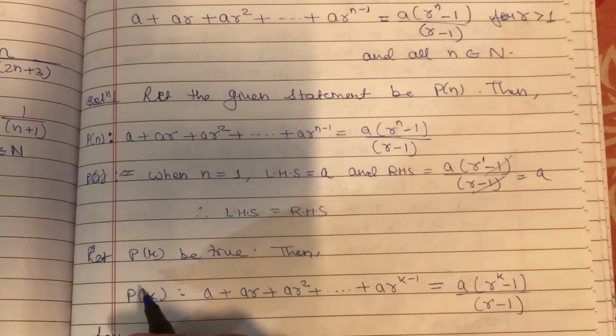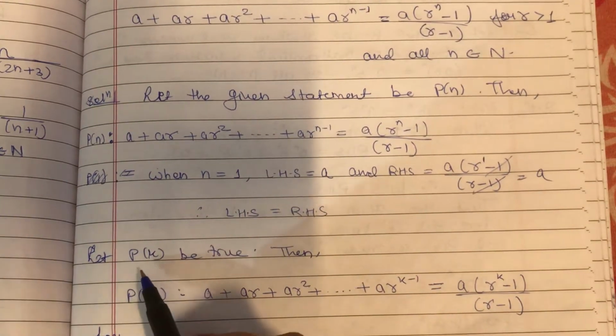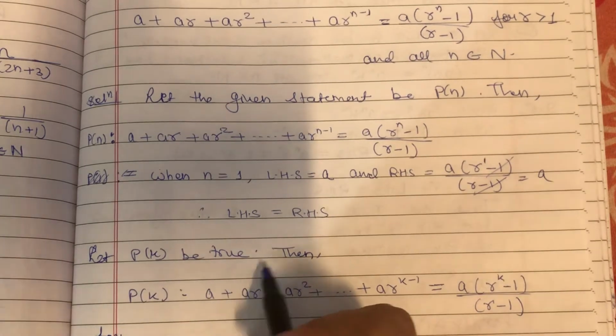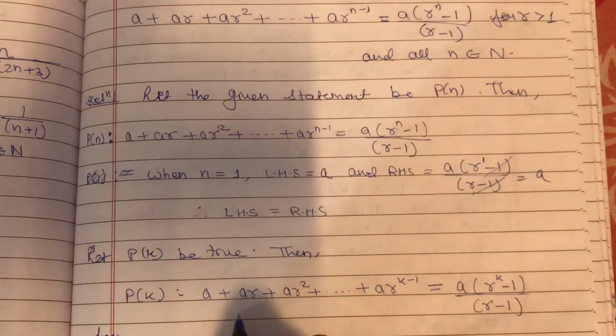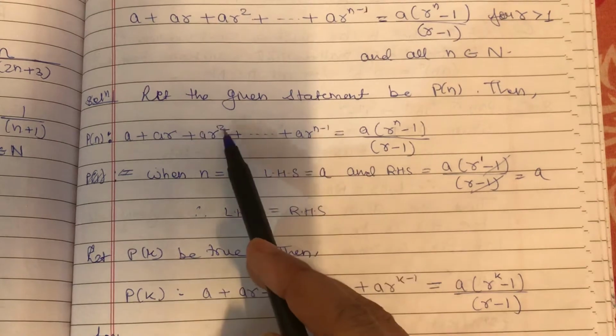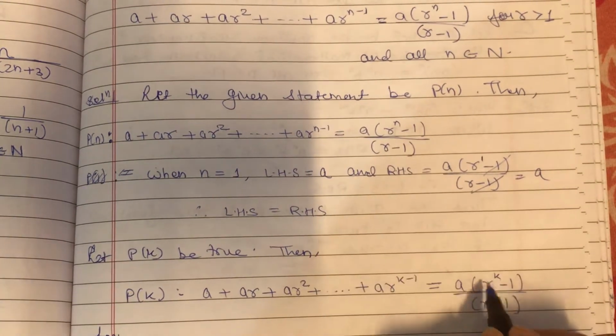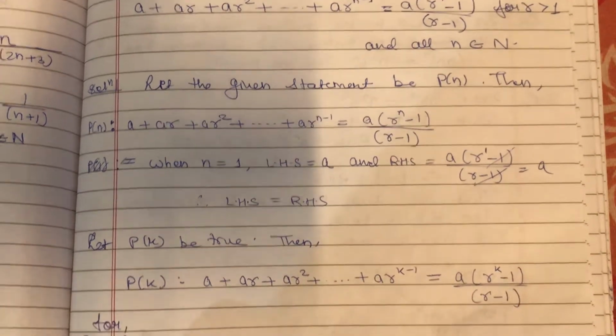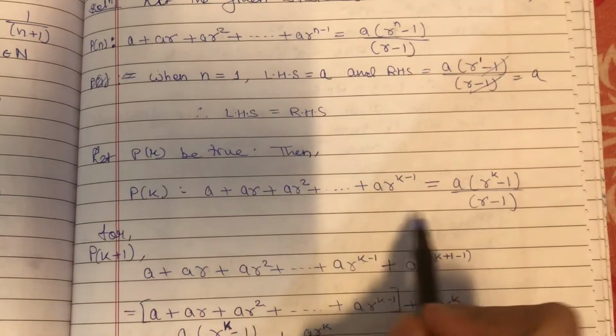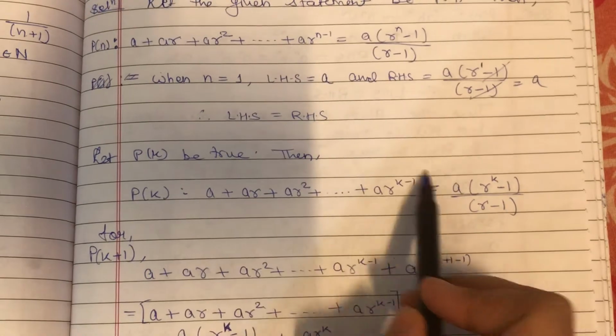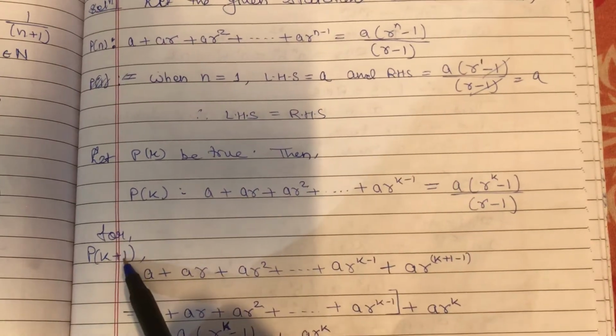Now let us assume that Pk is also true. So if Pk is true, then we can say that in place of n I can write k, isn't it? So now this is my first equation. Now I'm going to use this equation to prove that Pk+1 is also true.